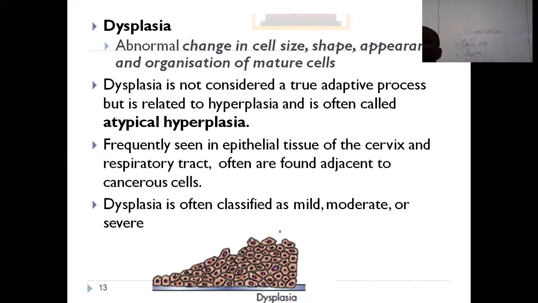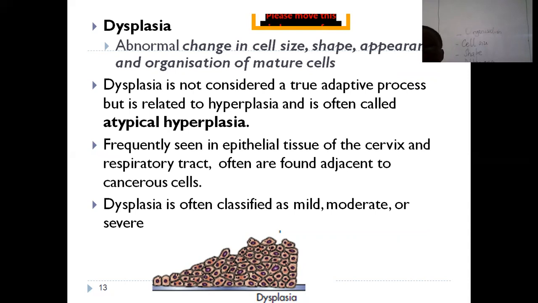So in other words, the cells do not basically look the same. They have changed in shape from the normal shape. They have changed in appearance. So just like the word itself, this is not a normal thing. Actually, it is often referred to as atypical hyperplasia. And this can be frequently seen in the epithelium of the cervix when mothers go for cervical screening for cancer. It can also be seen in the respiratory tract, and it can be classified as mild, moderate, or severe.